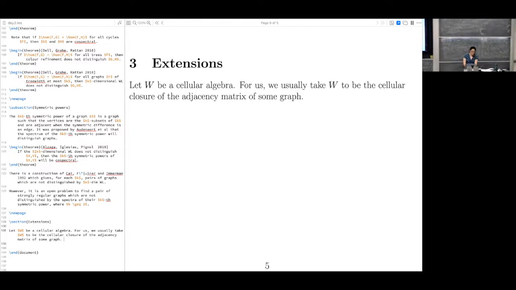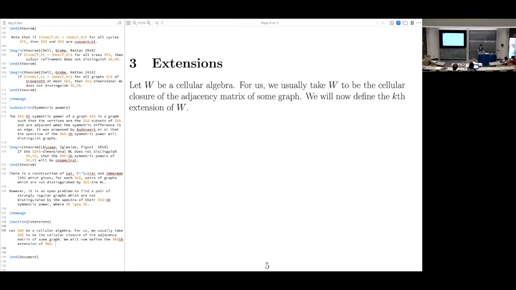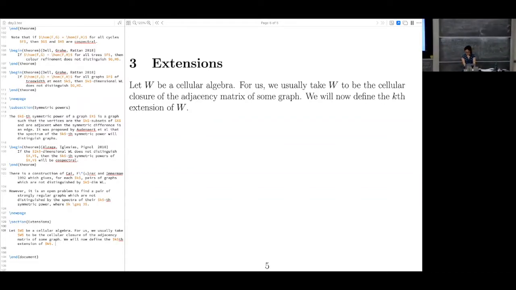Okay, so we will now define the kth extension of W. We're following a paper of Ponomarenko and Evdokimov, and also of Barghi. What is it going to be? Well, it's going to be something that is basically n to the k, where n is the original size of the matrices that live in W. This extension will contain the Kronecker product.